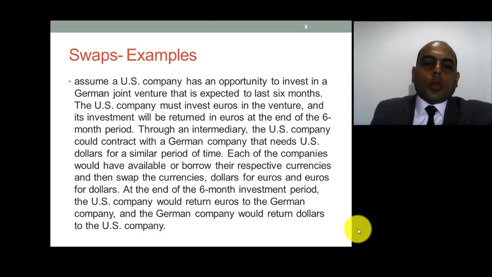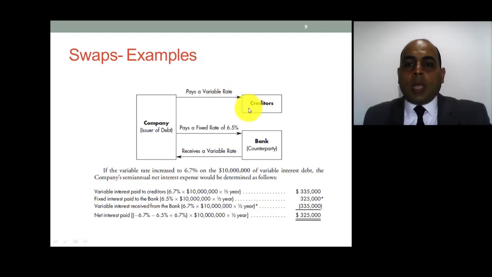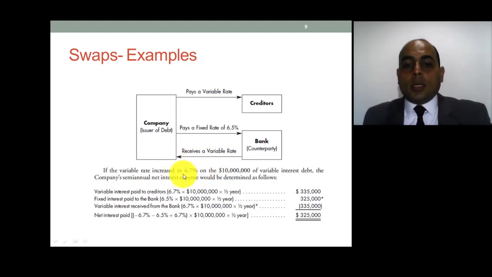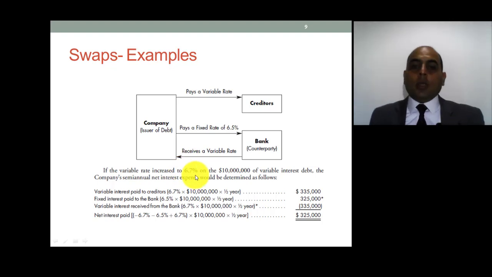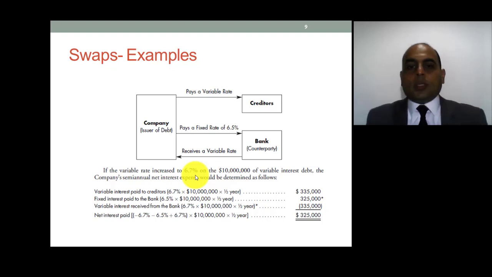So how can we protect ourselves? We can enter into an interest rate swap. Let us see what's the mechanism of an interest rate swap by the following example. Here we, as a company, have borrowed $10 million from this creditor. Now the variable interest rate is 6.7%. So we fear the increase of the interest rate as borrowers, because we borrowed at a variable interest rate, not a fixed interest rate.